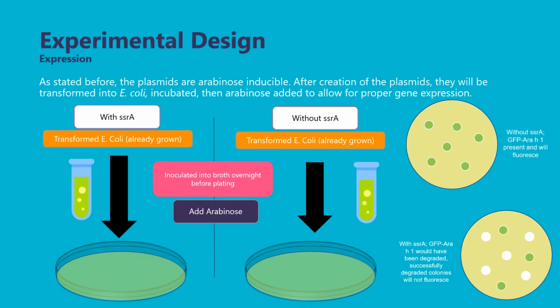So the next step is expression, and hopefully the slide makes sense. So after creating the plasmids, I would transform them into E. coli DH5 alpha, and then these would be plated on ampicillin-containing plates and allowed to grow. Colonies from the plates would then be inoculated into a broth, and then during the growth period, add in the inducer, arabinose, and then they would just be left to grow to allow enough time for all the genes to be expressed and all the proteins to be degraded.